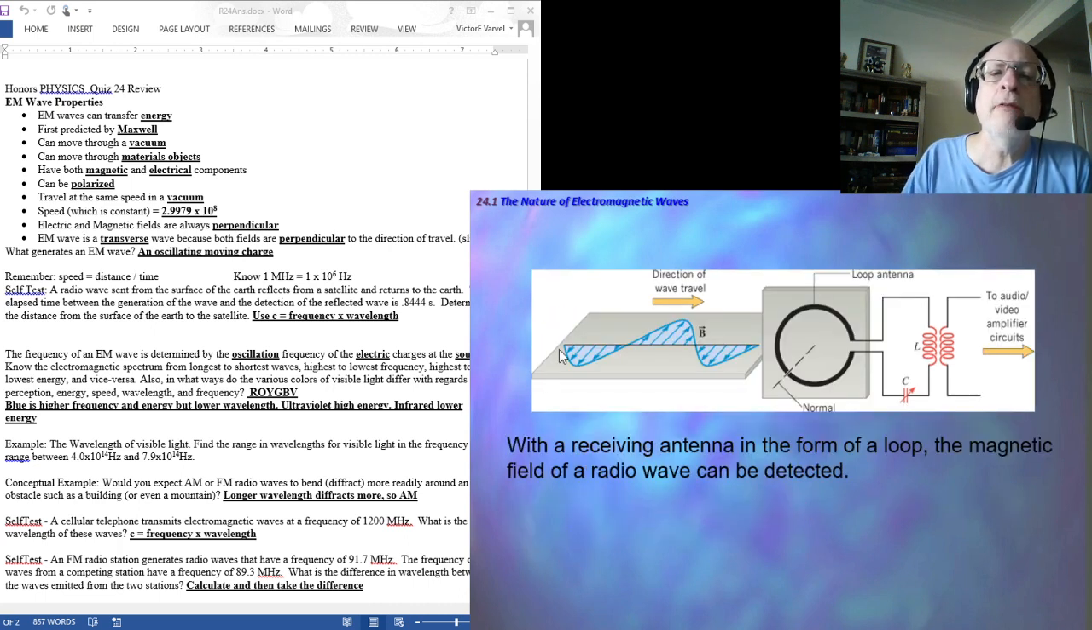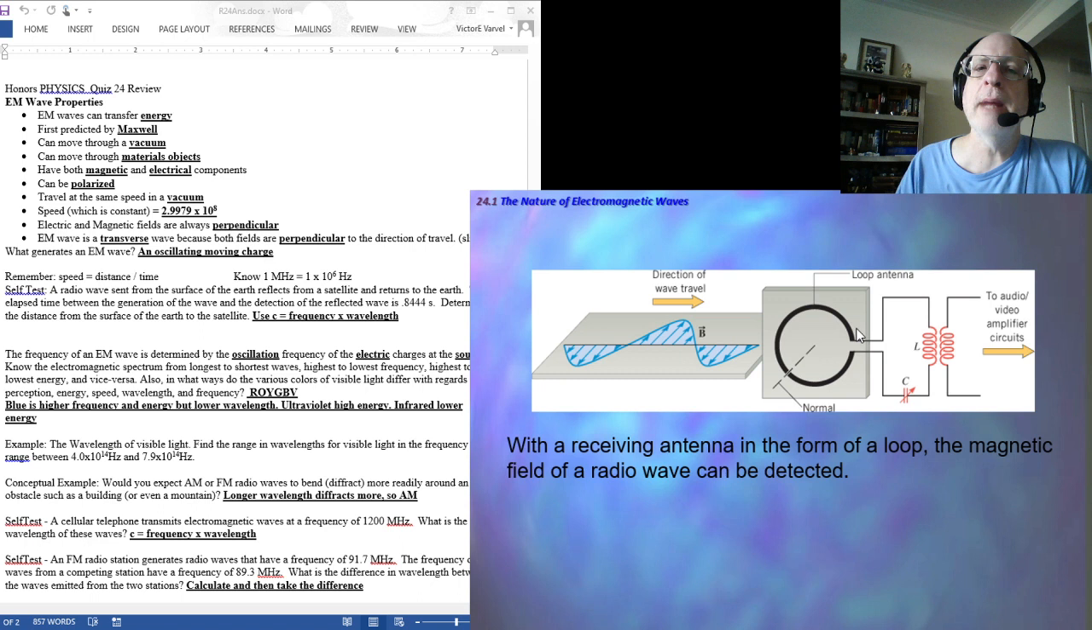Now here, for every vertical electric field, there is a horizontal magnetic field. And with a receiving antenna in the form of a loop, it's actually the magnetic field that's detected. And notice how the loop is in the same orientation as the electric field, but the loop isn't picking up the electric field, the loop is picking up the magnetic field, right?